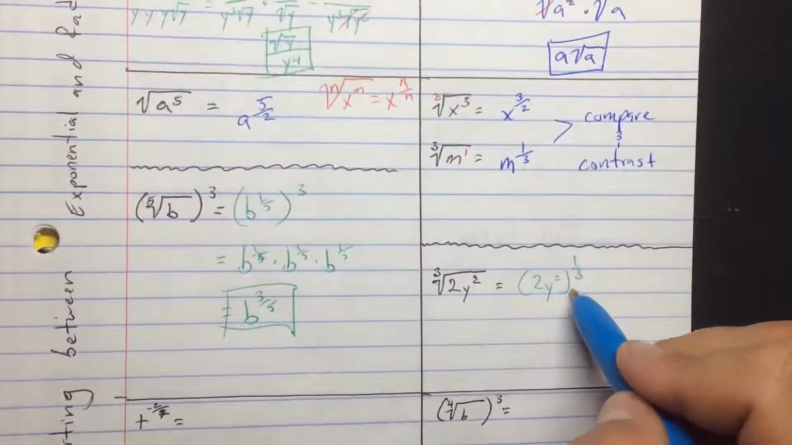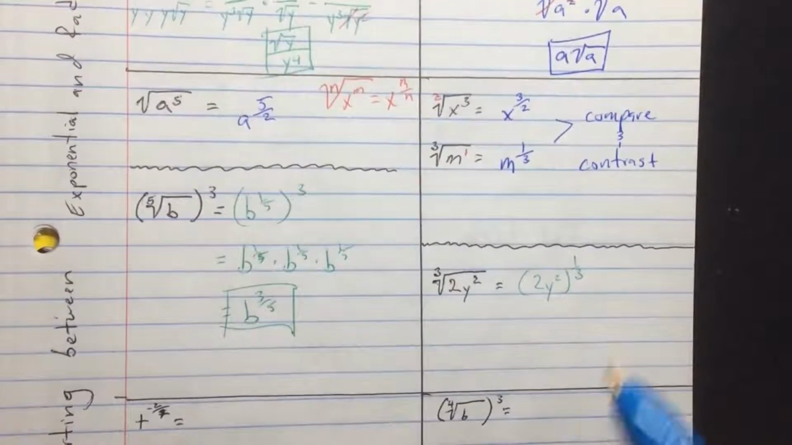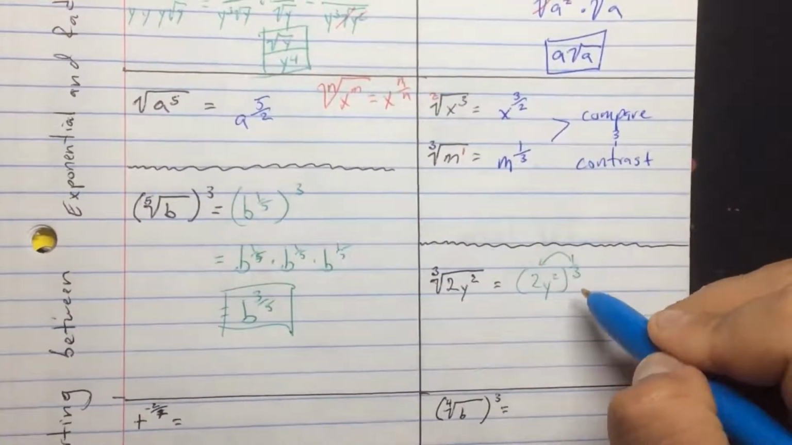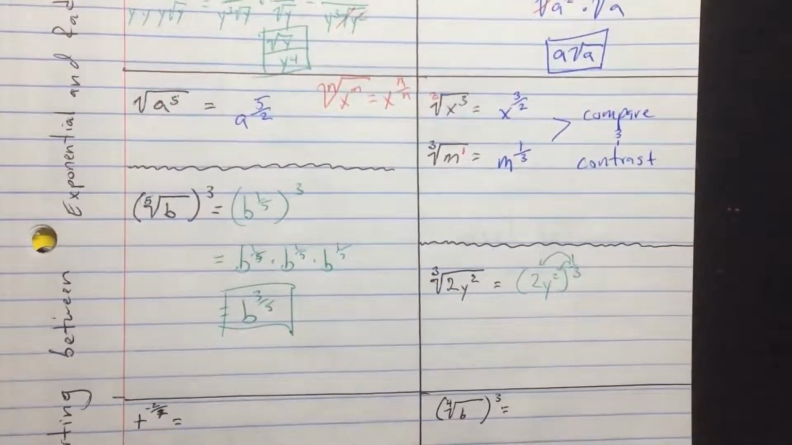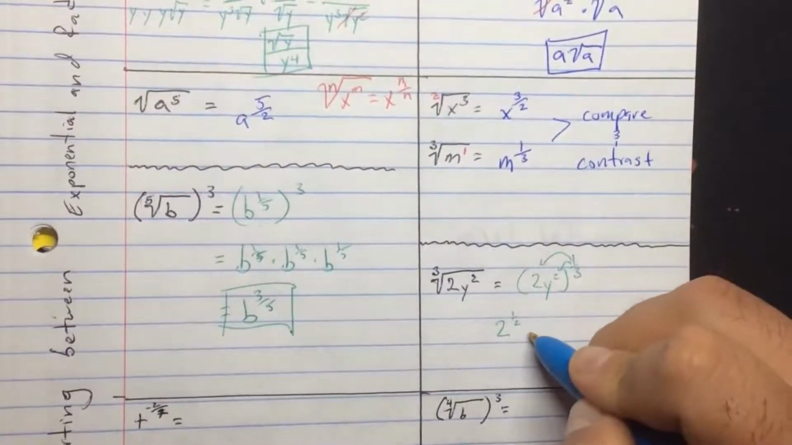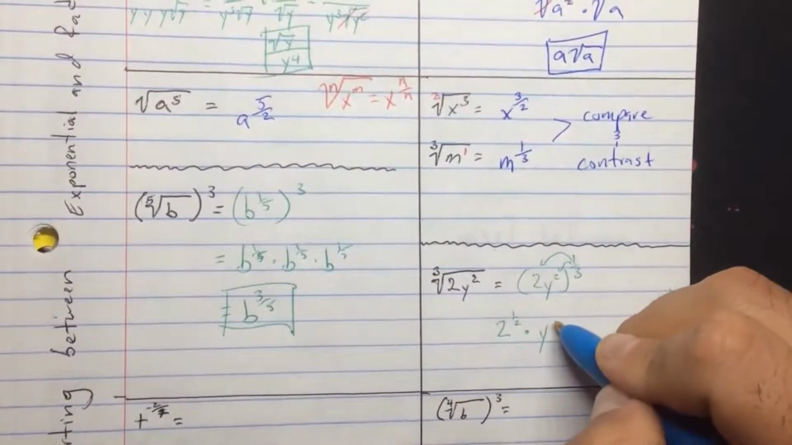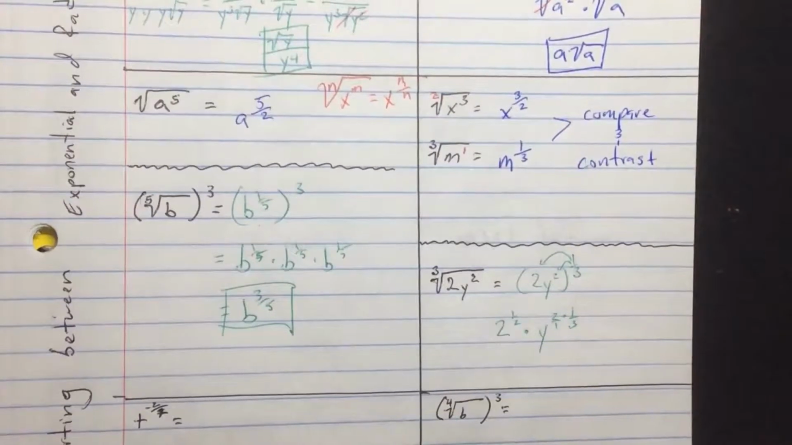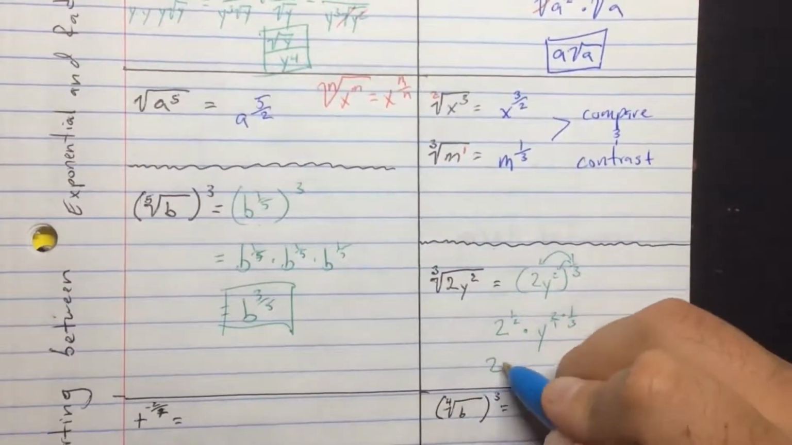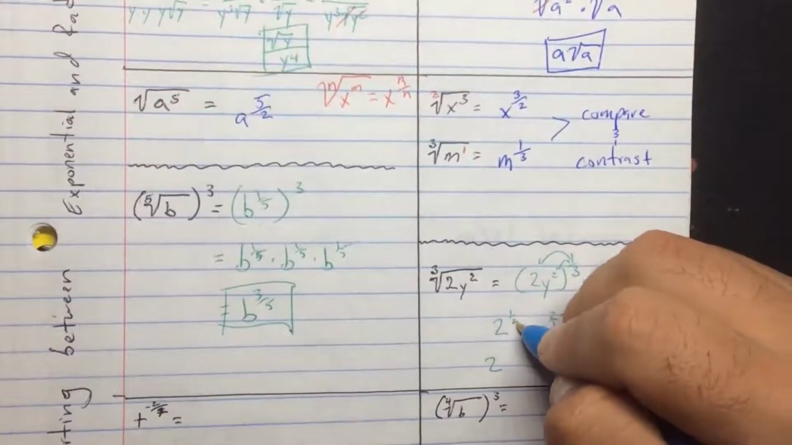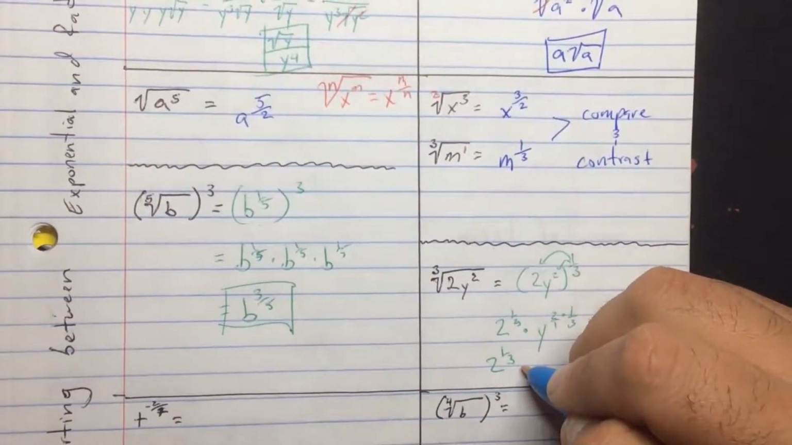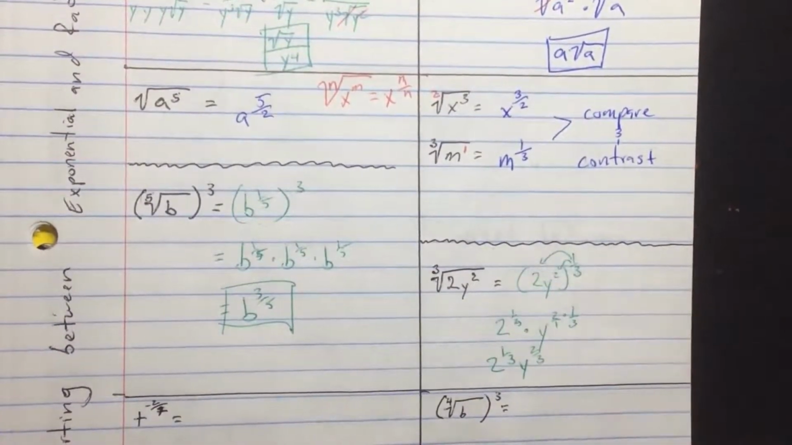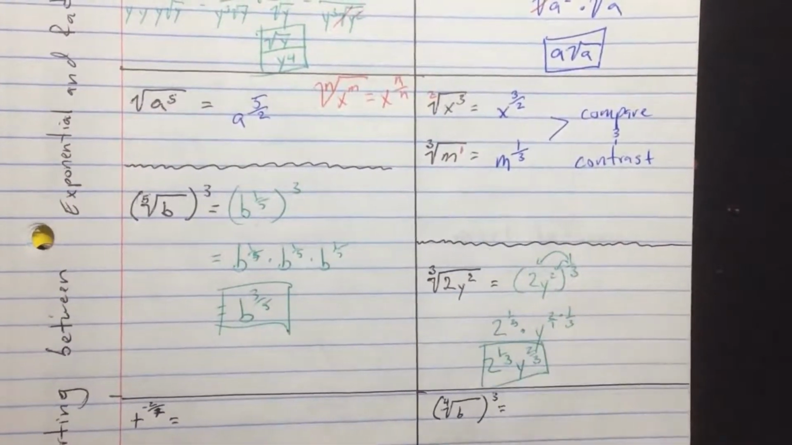And then for this one, instead of doing that, we're actually going to distribute this to both of these. So it's going to be the 1/3 power to the 2 and the 1/3 power to the y squared. So we're going to have 2 to the 1/3 times our y to the 2 times our 1/3. We're going to put this over 1 to make it easier, and we're going to have our 2 to the 1/3, sorry, times our y to the 2/3, because 2 times 1 is 2, 1 times 3 is 3. So that would be the answer for this one in simplified form.